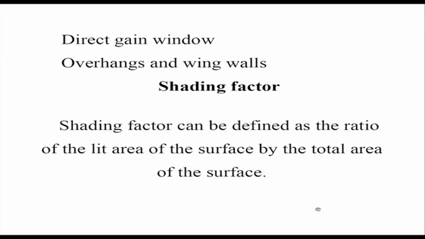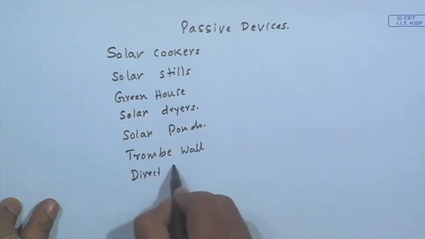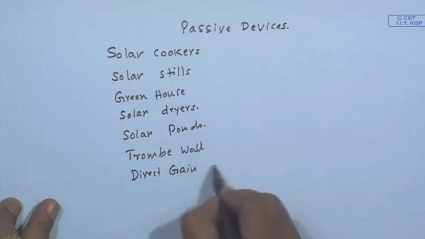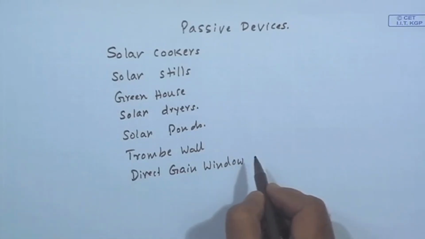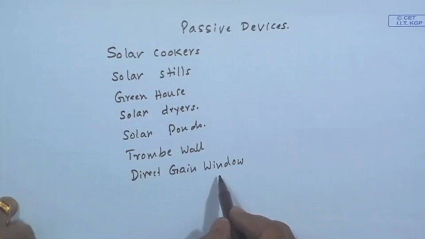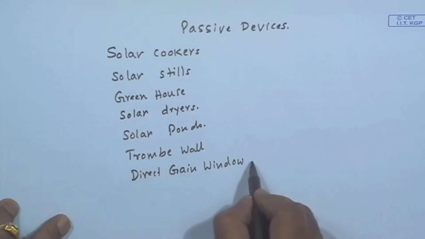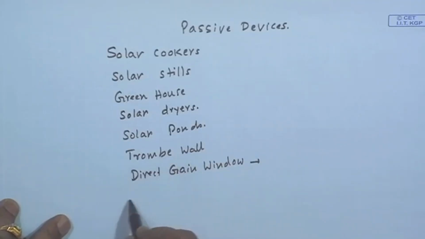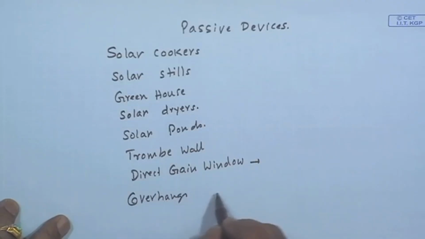A direct gain window, if you have colder locations, a south facing window in the northern hemisphere allows the sunlight in winter and does not allow it if there is a shade overhang, or the shade, in summer. So, this can be used for passive heating of the rooms. Then in this context I mentioned the shading. So, that is obtained by overhangs or wing walls.